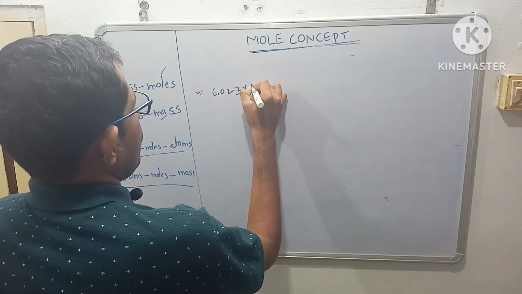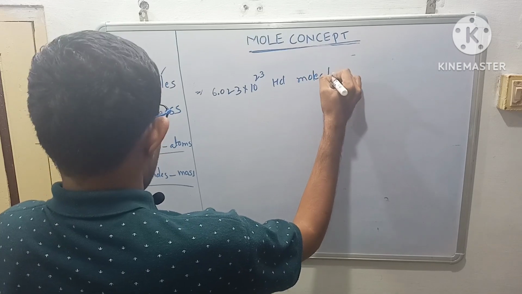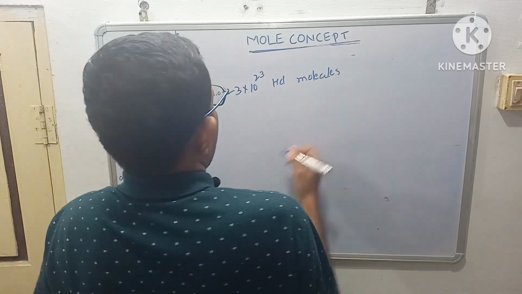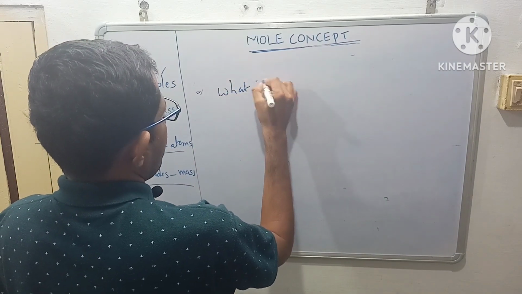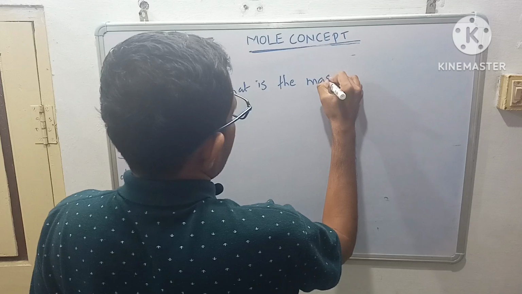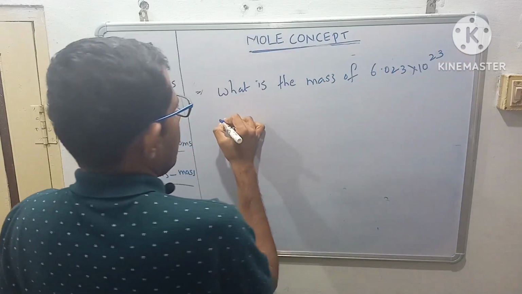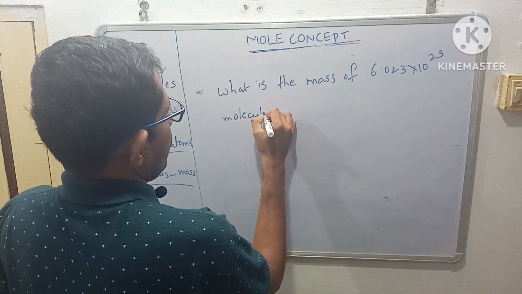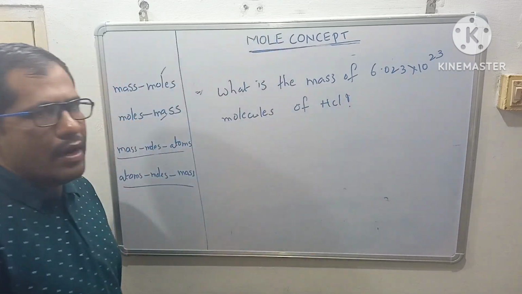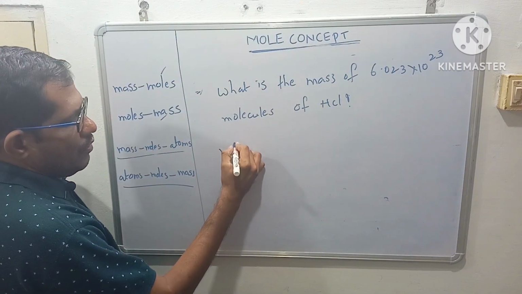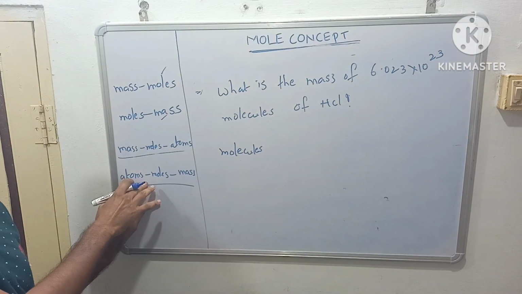6.023 into 10 power 23 HCl molecules. Otherwise I can frame it like this. What is the mass of 6.023 into 10 power 23 molecules of HCl? Suppose he has given the question like this, what has he given? He has given the molecules. So what did he ask us to calculate? The mass. So we need to follow this path, right?